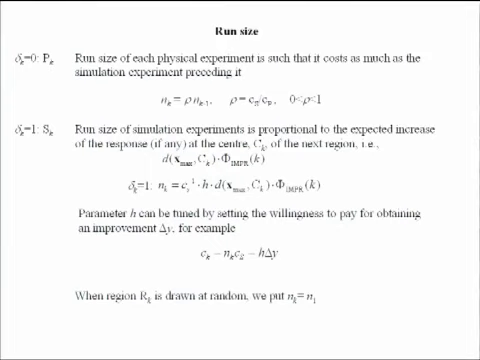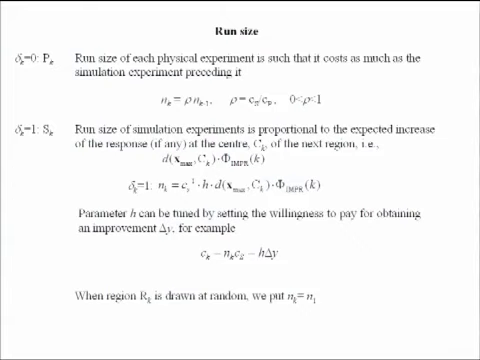Okay, run size. The first principle is a balance of cost. If I spend some money for a simulation experiment, I want to spend the same money for the next physical experiment run in the same region. So this is the choice. If rho is the ratio of the cost, which is between 0 and 1 because simulation costs less, I choose the run size for the physical experiment in this way.